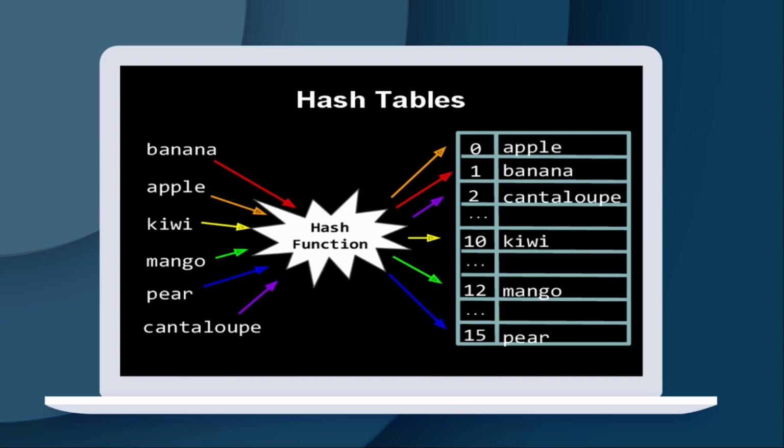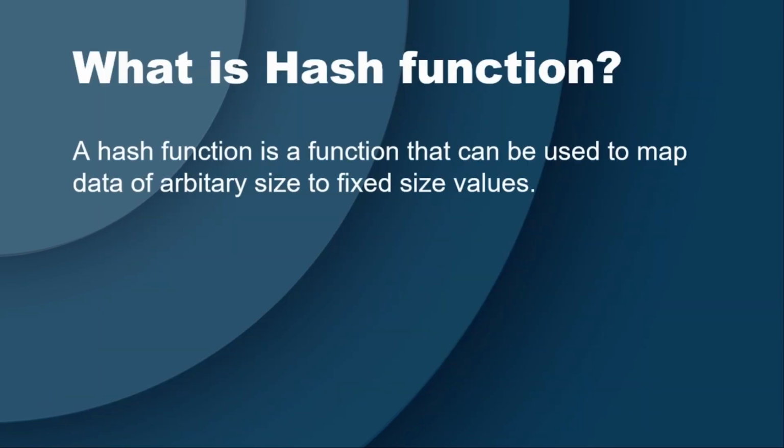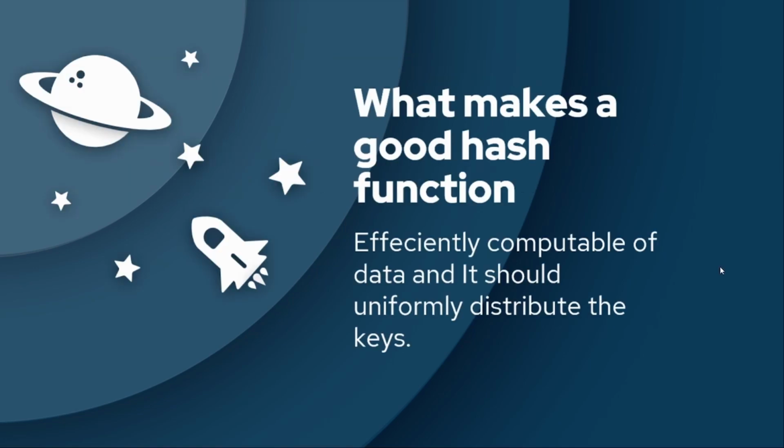But wait, what is a hash function? A hash function is a function that can be used to map data of arbitrary size into fixed size values. Now, what are good hash functions? The functions which are easily computable and the functions that uniformly distribute the keys. That means the functions that make a hash table in which the keys are uniformly distributed are considered good hash functions.